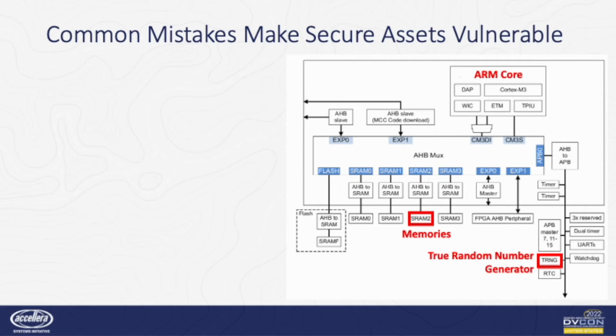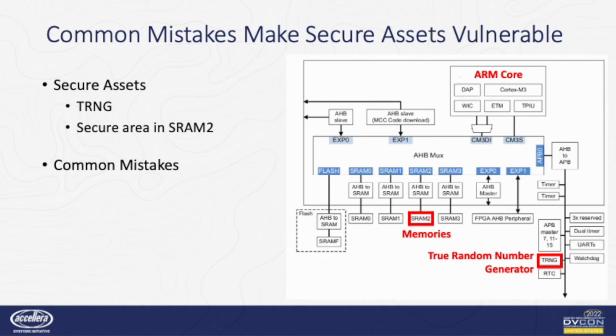What are some of the common mistakes that make secure assets vulnerable in a design? Let us look at two secure assets in this design. The true random number generator generates data that can be used to create cryptographic keys and should be accessed only by privileged software. The SRAM2 has a secure region in memory where privileged software stores data that must not be overwritten by user software.